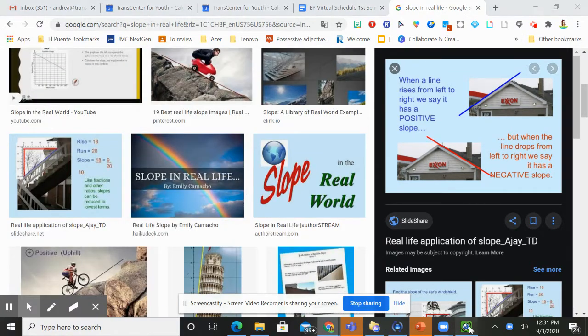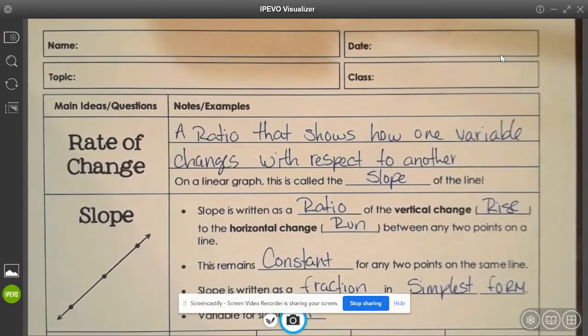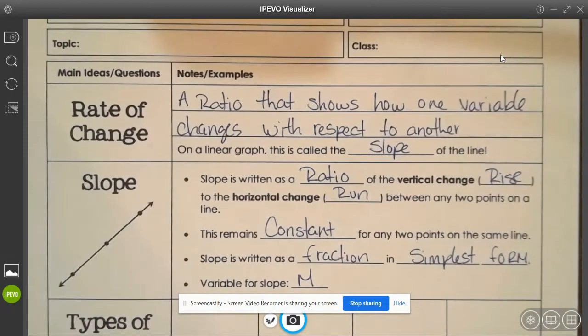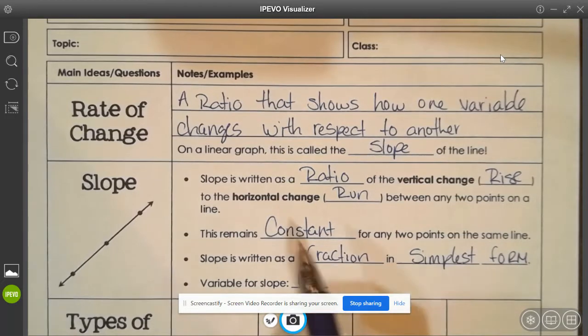Now let's talk about our work here. The main idea is the rate of change. It's a ratio that shows how one variable changes with respect to another one. So on a linear graph, this is called the slope of a line. All right, and we've seen this, rise over run, you guys call it.